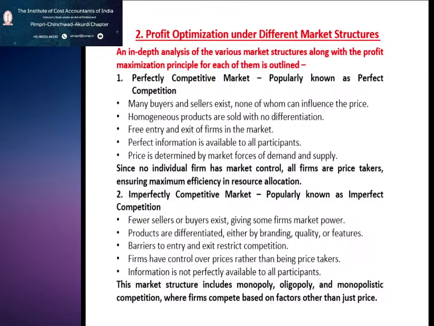Then we went through the various characteristics of imperfectly competitive market, popularly known as imperfect competition, where a few sellers and buyers exist, giving some firms market power. So in this market structure, the typical three types are monopoly, oligopoly and monopolistic competition, where firms compete based on factors other than just the price.